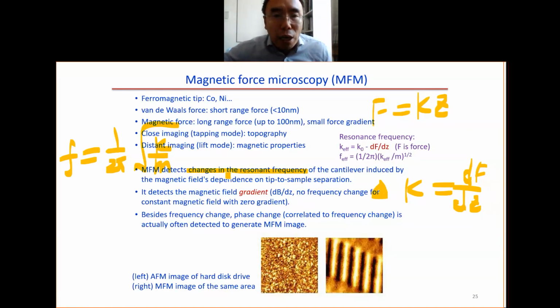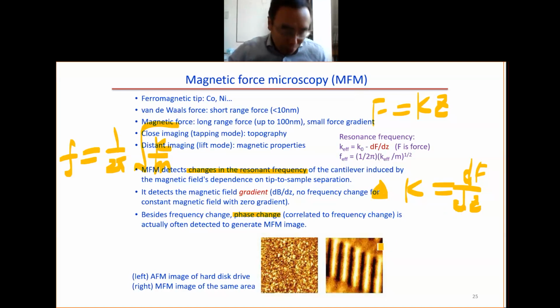But in reality, we do not detect the change of the resonant frequency. We detect the phase change, which is correlated to the frequency change. So now I look back again at this term, dF over dz. So what is the magnetic force?